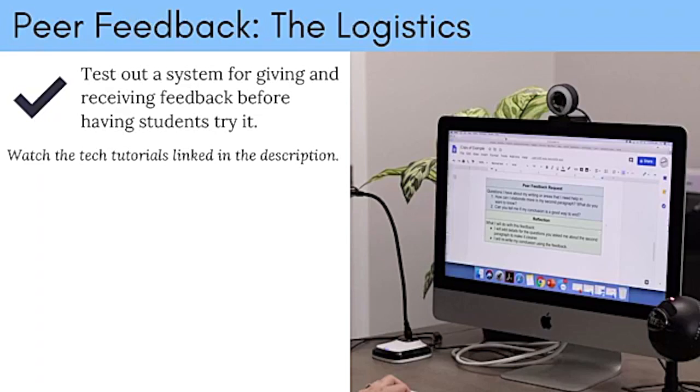So first thing is that you need to test out a system for giving and receiving feedback before having students try it. So you have to decide in your e-learning platform, first of all, what format is their writing going to be in? Is it going to be a Word document? Is it going to be a Google Doc? Is it going to be something else? And from that format, how is that going to be given to another person, to a peer, for them to provide feedback, and how are they going to return that feedback?